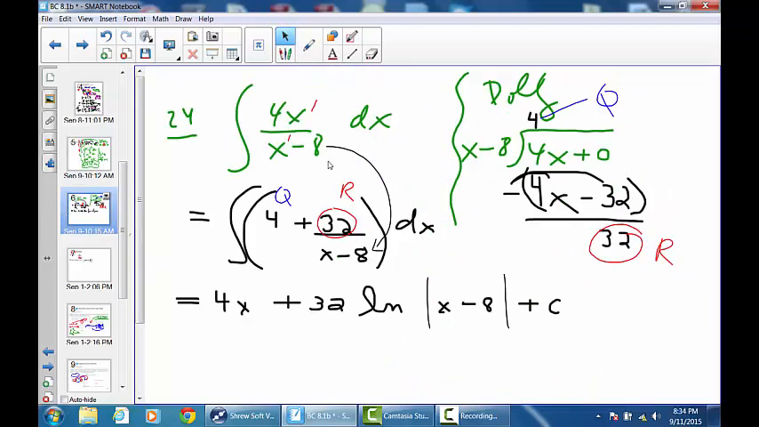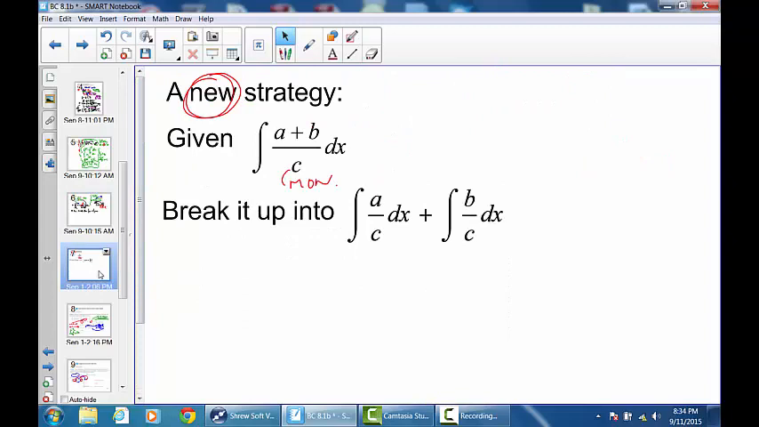This you have to recognize as a dolly whenever the degree of the numerator is greater than or equal to the degree of the denominator. Then you have a dolly, you divide, there's your quotient, your remainder. So here's your quotient plus remainder over divisor. Integrate 4 dx, you get 4x. Pull out the 32, let u equal x minus 8, du is dx. You have 1 over u du, which is ln absolute value of u.